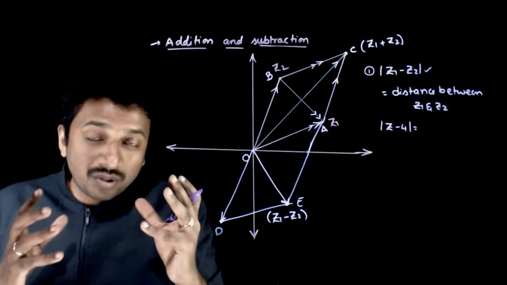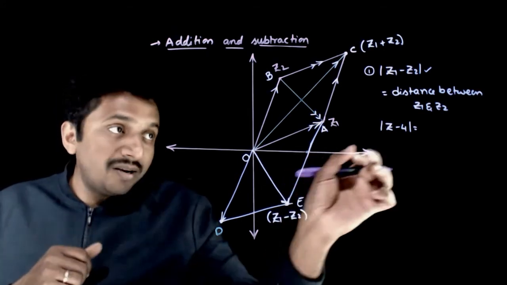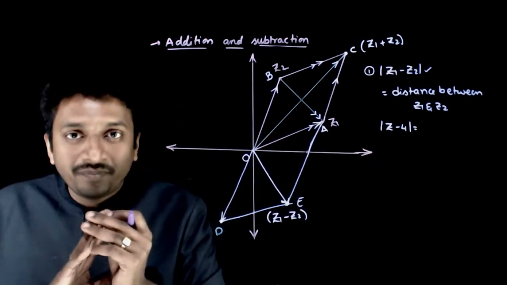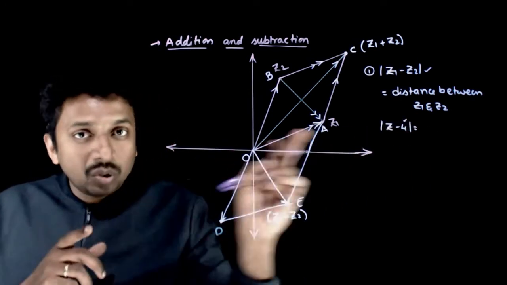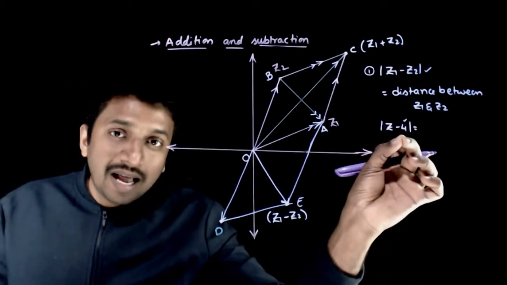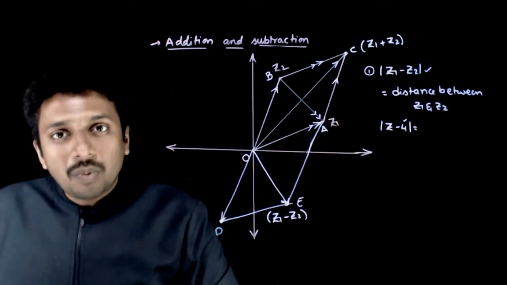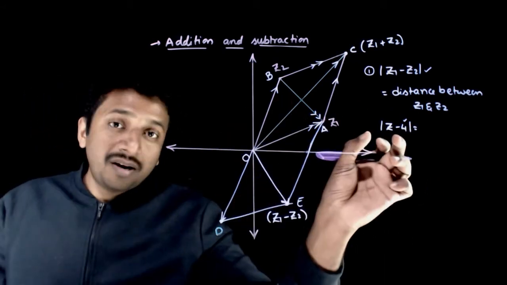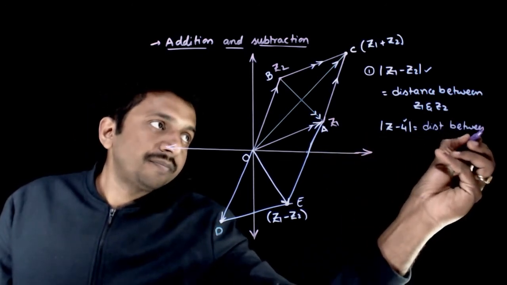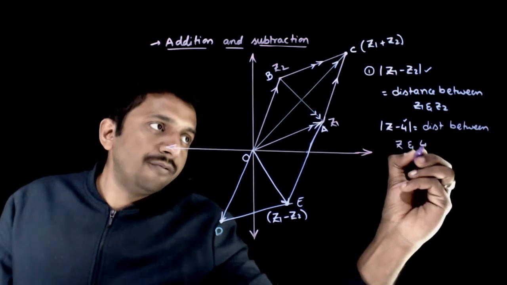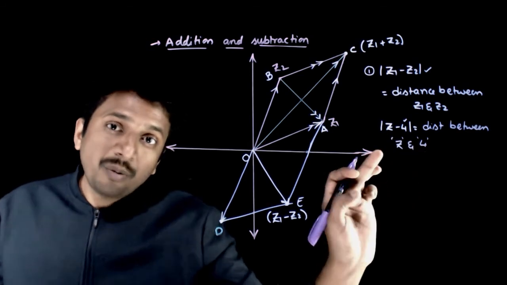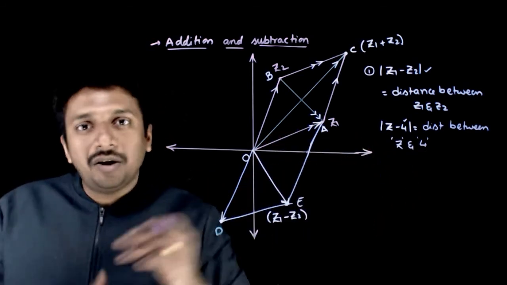Mod Z minus 4 is one way. The other way in which you can read this is the distance between Z and the complex number 4. 4 is a purely real number, so it lies on the positive real axis. So the distance between Z and 4 is represented by mod of Z minus 4. Whenever I see this, I read this as the distance between Z and 4. 4, as you should understand, is a complex number, 4 plus 0i. Z is any complex number.